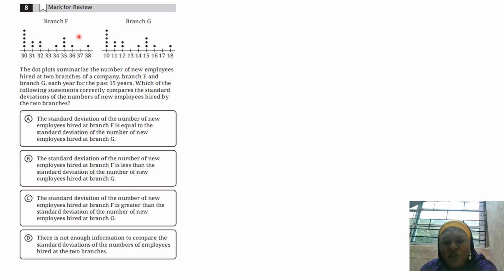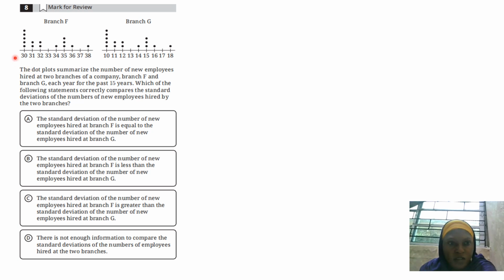Okay, now let's try to see this. First, what is standard deviation? Standard deviation measures how far apart data values are from their mean. Now let's see the data values of F and G. Let's compare. First we can look at the dot plot. The dot plots for F and G are the same. We have 5, 5, 2, 2, 2, 2, 1, 1, 3, 3, 1, 1, and 1, 1. The dot plots are the same.